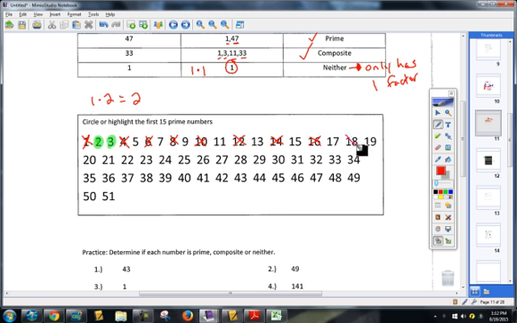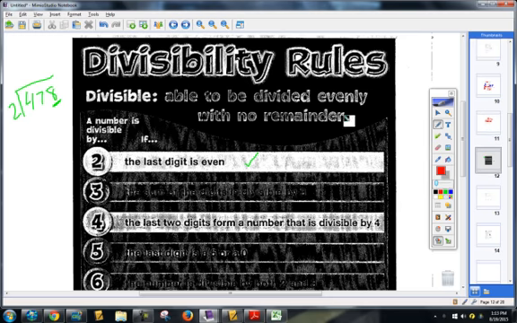Okay? 18, 20, 22, 24, 38, 40. Go ahead and keep marking them off here, all your evens. And we know those are composites because they are even and they are divisible by 2. Okay? Now that you're done with that, let's go ahead and flip back to the divisibility rules page.